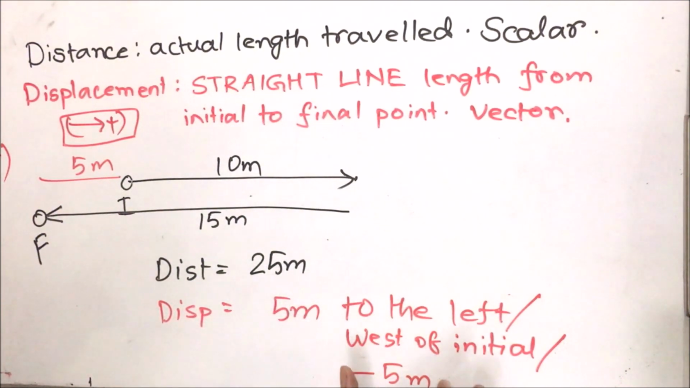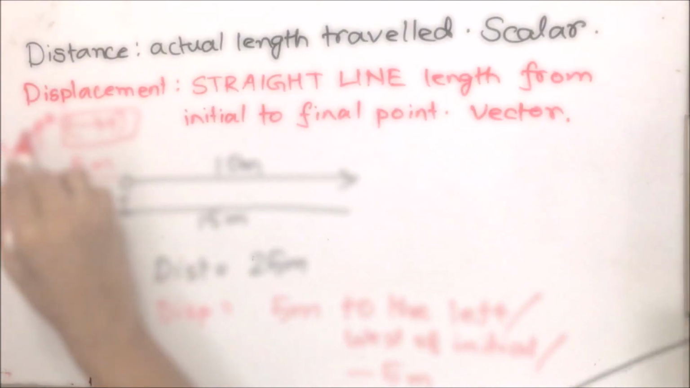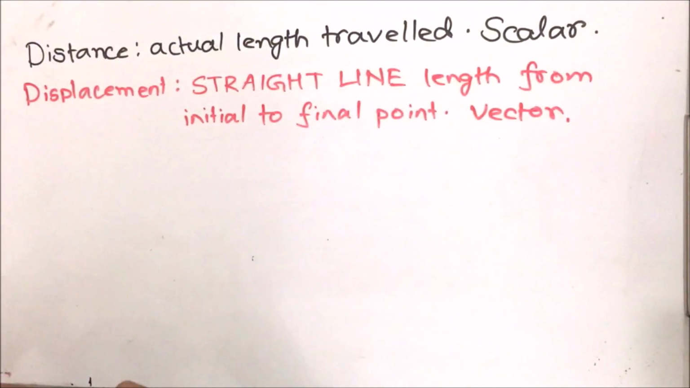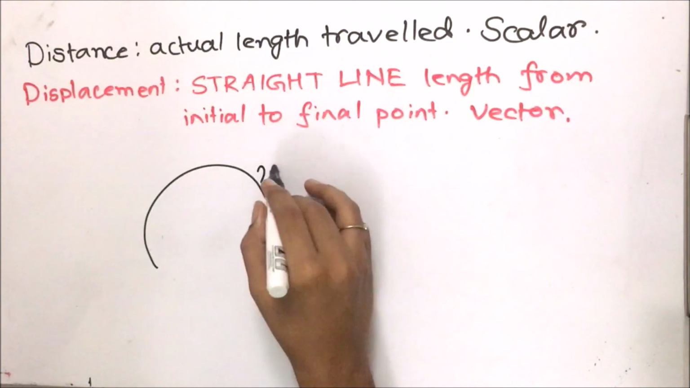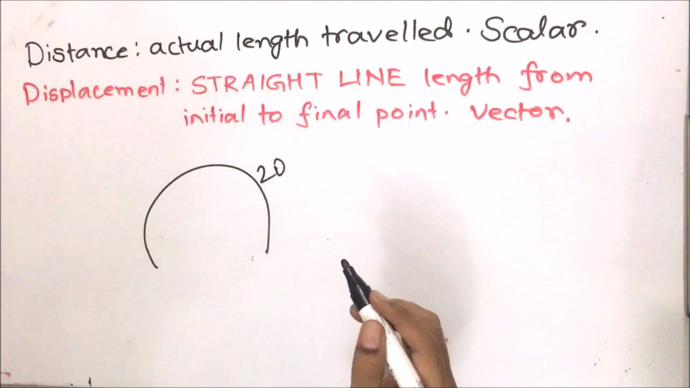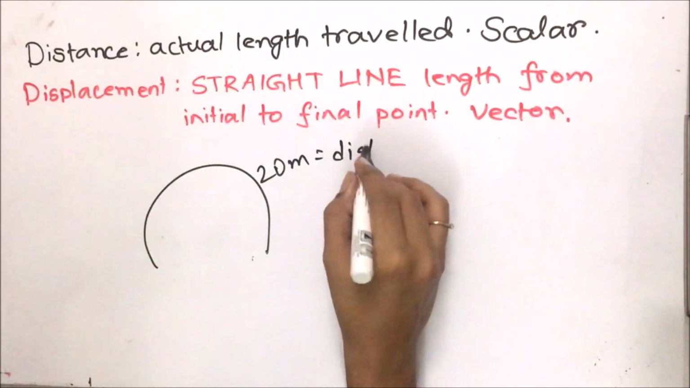And if you say that you have traveled west, then you have to draw a compass. This means north. Now we will see why the definition of displacement specifies straight line length. If you travel in this circular path a total distance of 20 meters, then the distance is 20 meters. I think you have already guessed it.